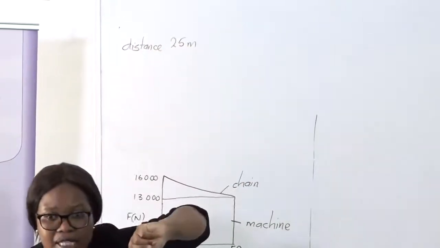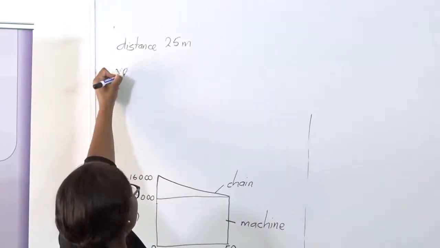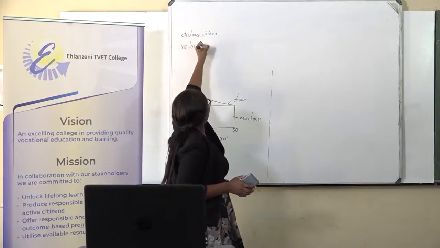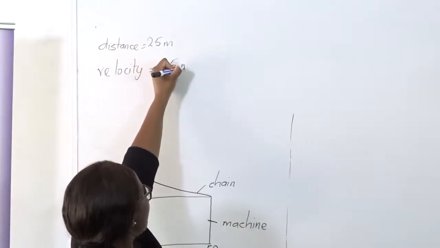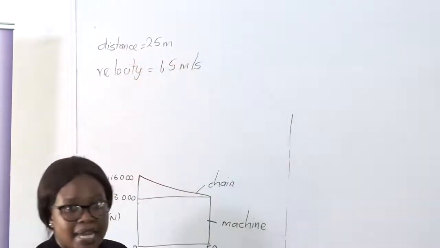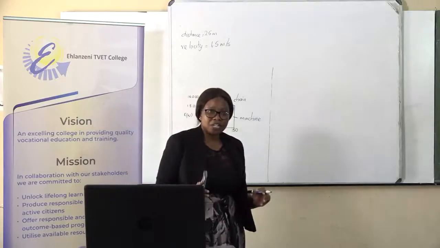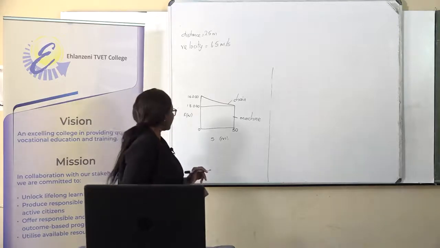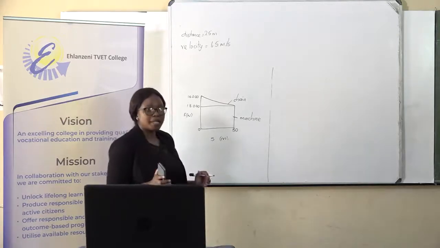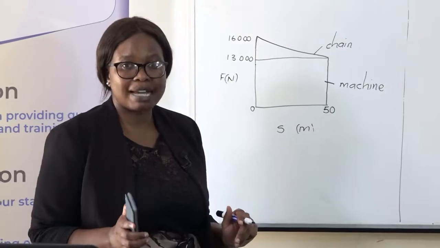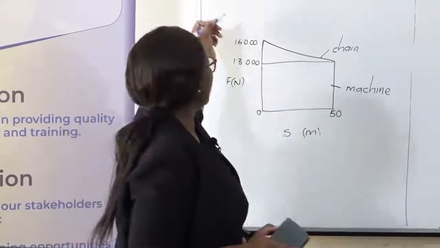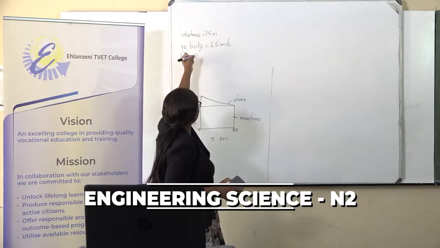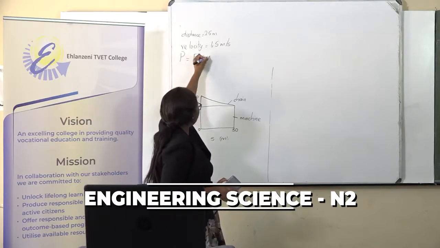And our velocity, which is 1,5 meters per second. Now, we want to refer to our force distance graph, because for us to calculate the power, we say that power is equal to force times velocity. So here we are given, this is the information that we have. Power is equal to force times velocity.